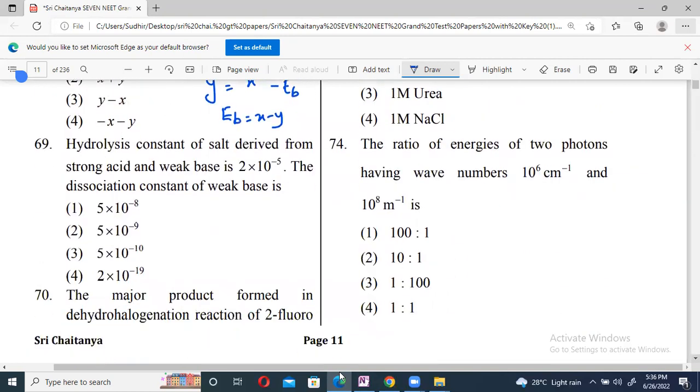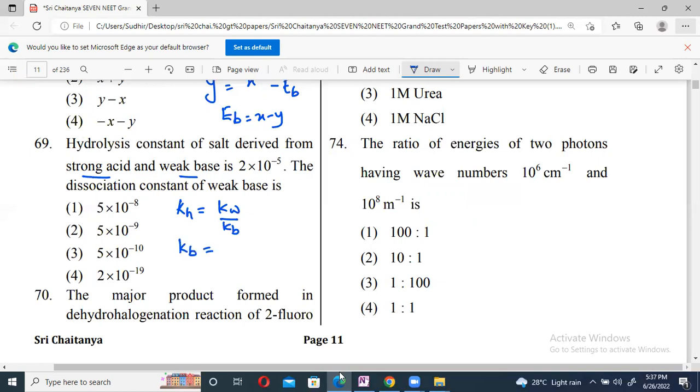Come to question number 69. Hydrolysis constant of a salt derived from strong acid and weak base. But you should know that table of salt hydrolysis. From the table of salt hydrolysis, for a salt formed by strong acid and weak base, the hydrolysis constant Kh is equal to Kw by Kb, right? You can see they have given the hydrolysis constant, that is, Kh value is given here. They're asking the dissociation constant of weak base.